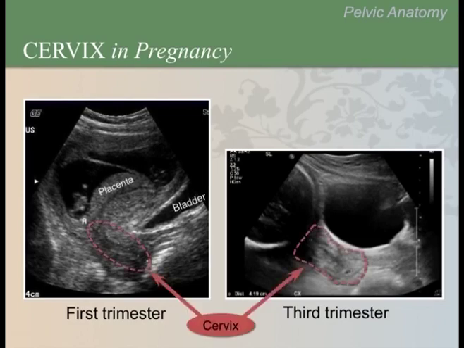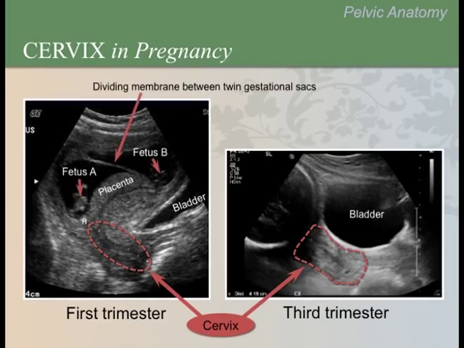Here we have labeled the bladder and outlined the cervix in both images to make them more obvious. Did you identify what was unique about the left image? The answer is that we see two fetuses, each in its own gestational sac with a dividing membrane. This means that this is a twin pregnancy. Can you identify the round structure to the left of the bladder in the right image? The answer is that this is the fetal head.